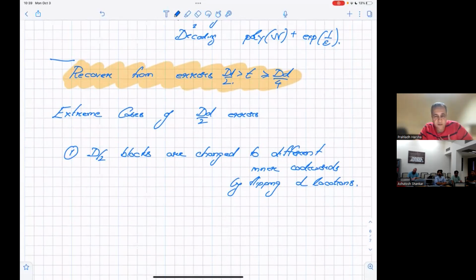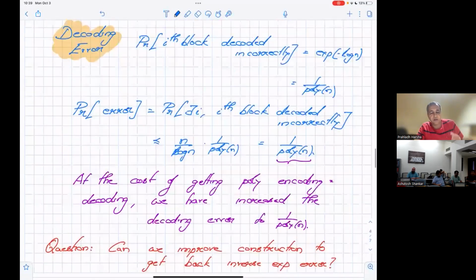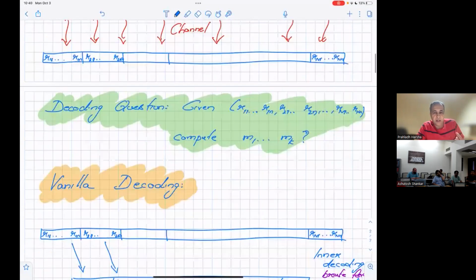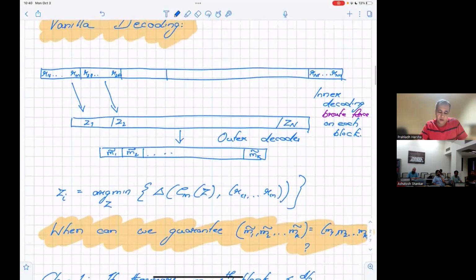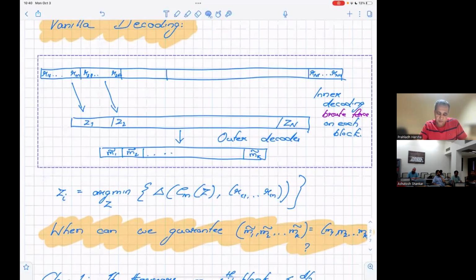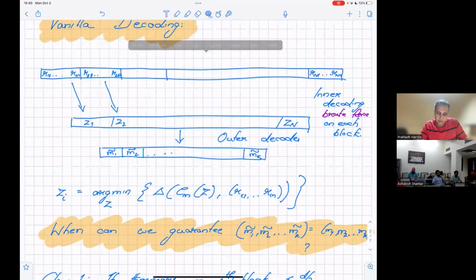What will happen in this case? And by the way, to get the context, I'm going back to inner decoding. So I'm going to this setting.